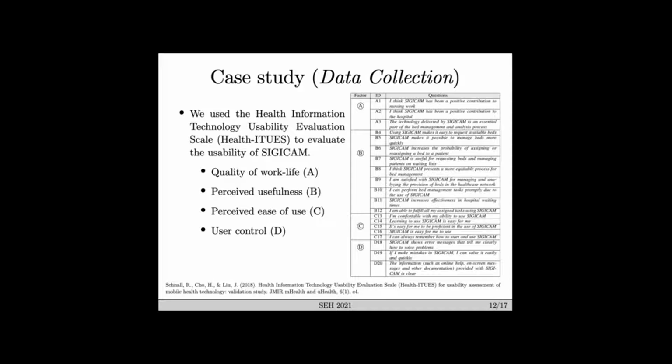About the data collection, as I said in the previous slide, we use a specific questionnaire called health issues. This instrument is a questionnaire based on 4 factors, which are as follows: quality of work life, perceived usefulness, perceived ease of use, and user control. So you can see on the right hand of the slide the questionnaire adapted to this case study. The goal of the questionnaire is to measure the relationship between users and the system tags in a specific setting. About the analysis, we compare the responses of this questionnaire carried out in 2 years, 2018 and 2020.